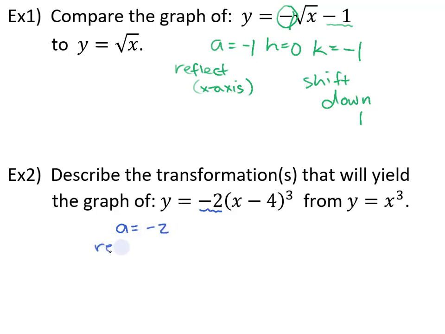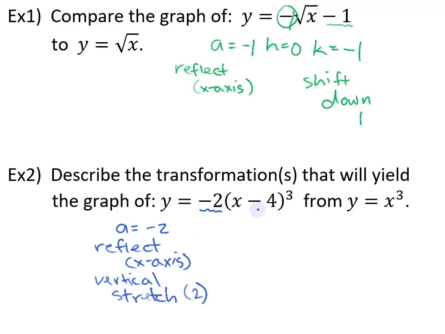Negative, again, gives us a reflection over the x-axis. But this time my value is not 1 or negative 1. So what does this 2 do to our graph? Is that a vertical stretch or compression? And it is a stretch. We're larger than 1. So it's a vertical stretch by a factor of 2.